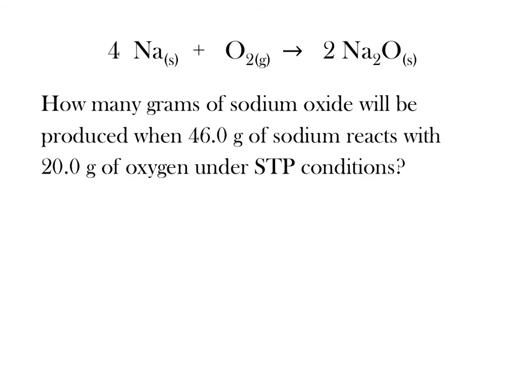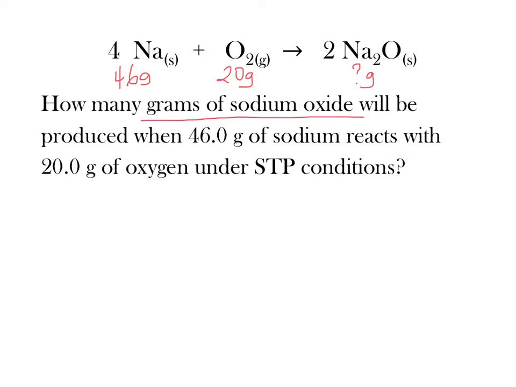This time, how many grams of sodium oxide, that's this guy over here, will be produced when 46 grams of sodium, that's this one, react with 20 grams of oxygen under STP conditions? Okay, well, I have a mass of sodium and a mass of oxygen. So which one of those am I going to pick to find sodium oxide? And it turns out the best idea is to actually pick both.